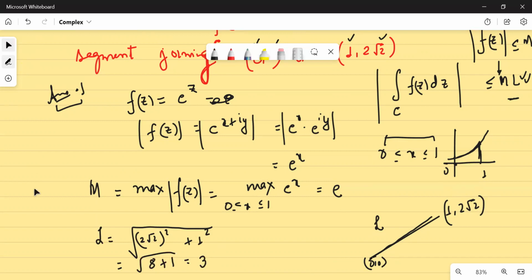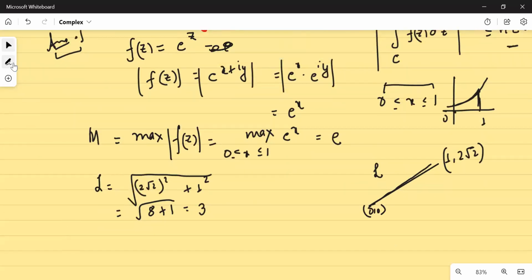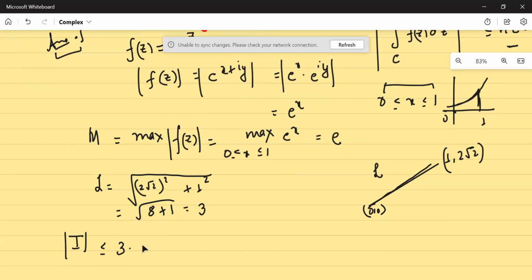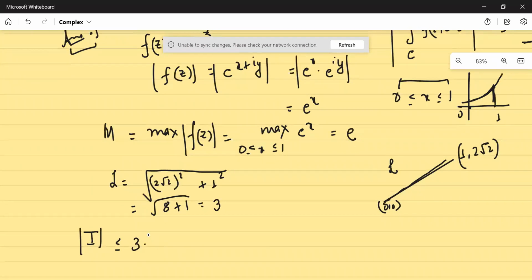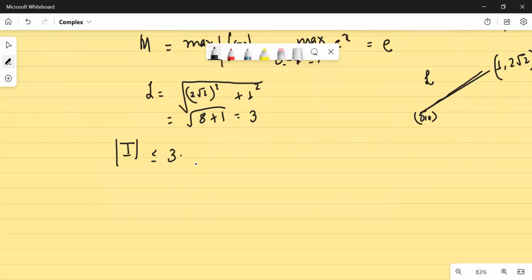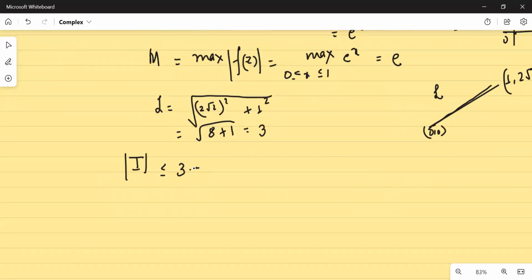So what will be the upper bound of the absolute value of this integral? It will be less than or equal to M into L. So it will be less than or equal to 3e. Yes or no?